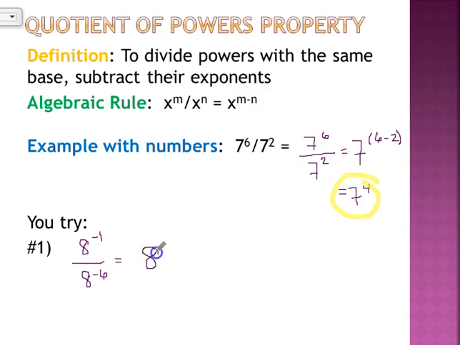All right, we would have this, write the same base. We take -1 minus -6. So what happens when we have a double negative between two numbers? It becomes a plus sign. So what's -1 plus 6? It would be 5.